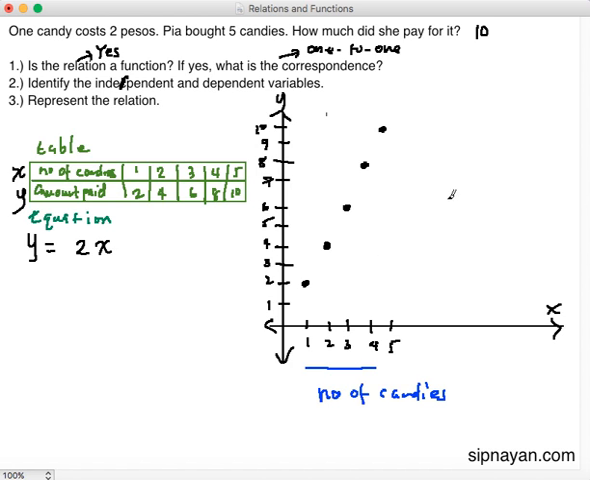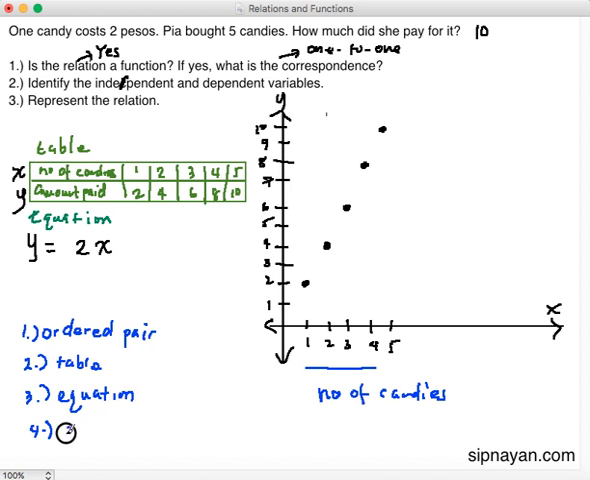This is one representation of functions. So, ang pag-aaralan na natin is, again, review, we have ordered pair, which is, of course, the same as table. Ordered pair, almost the same as table. And we have number 3, we have equation. And of course, yung ating graph.